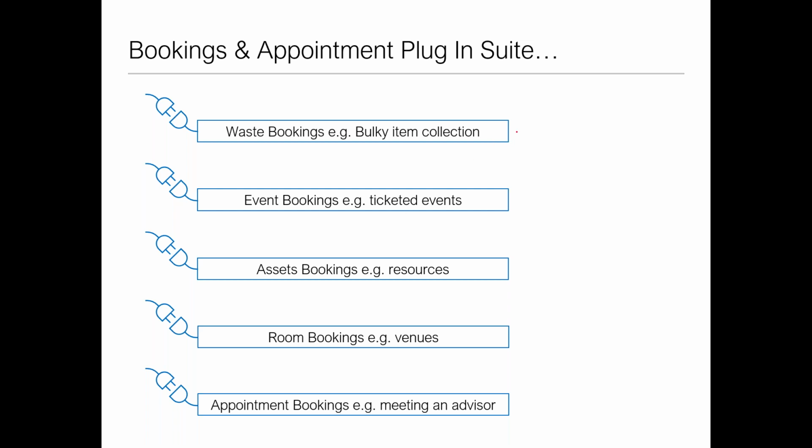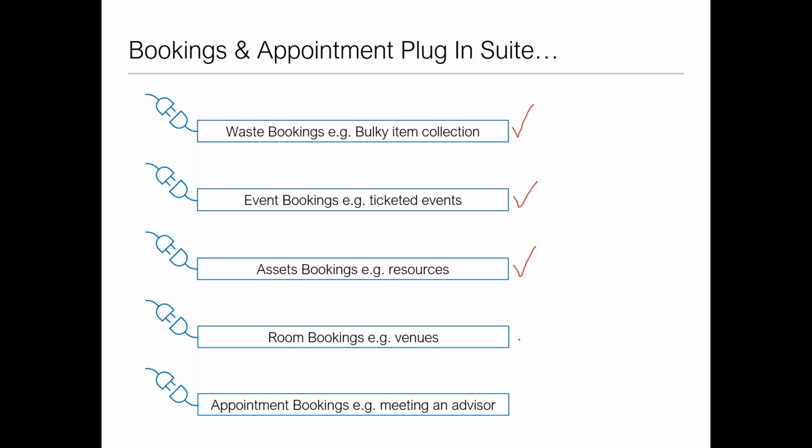So there is a waste bookings plugin, for example, which enables something that I mentioned a couple of minutes ago, which is bulky item collection, a good example of that. It could also be used for the booking of ad hoc commercial waste collections, if that's something that your council offers. Events bookings plugin is another one. So if you run ticketed events, that's probably where you'd use that. Assets bookings, so if you're leasing out or renting out football pitches, tennis courts, those sorts of things, and you allow advanced booking online, that would probably call on our assets booking capability.